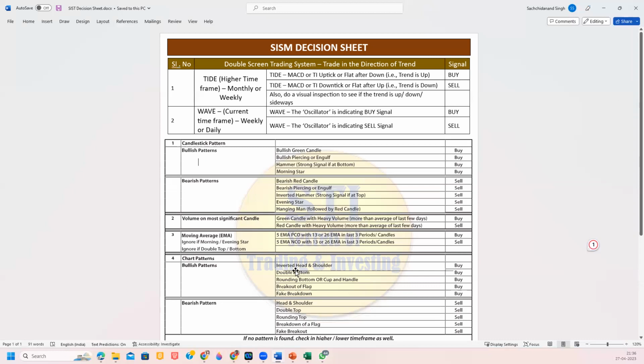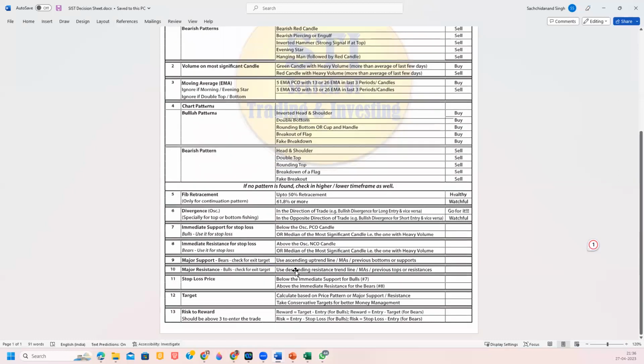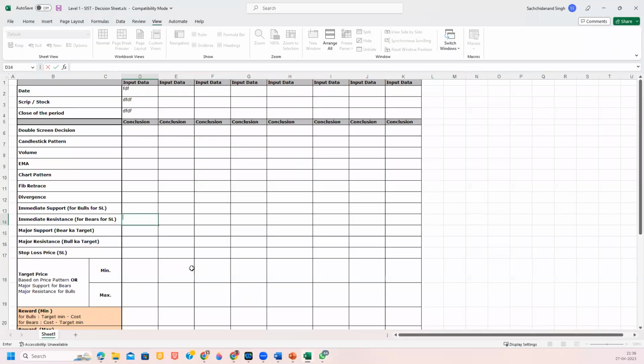I have one checklist that I'm naming a decision tree, and there are some parameters based on which we are going to take the decision. At the same time, I have also created an Excel sheet. I will share both the Excel sheet and the decision tree with you all. By using this checklist, we are going to decide certain things.